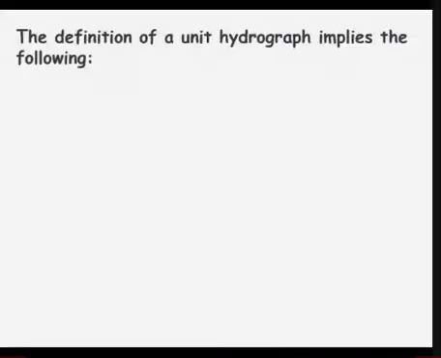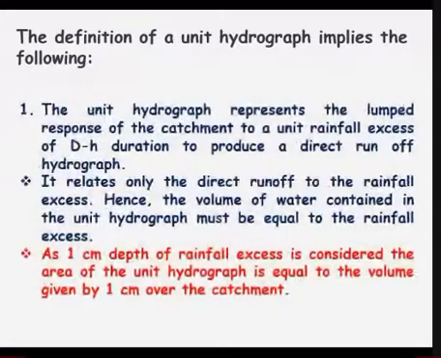The definition of a unit hydrograph implies the following. The unit hydrograph represents the lumped response of the catchment to a unit rainfall excess of D hours duration to produce a direct runoff hydrograph. It relates only the direct runoff to the rainfall excess. Since the volume of water contained in the unit hydrograph must be equal to the rainfall excess, as 1 centimeter depth of rainfall excess is considered, the area of the unit hydrograph is equal to the volume given by 1 centimeter over the catchment.